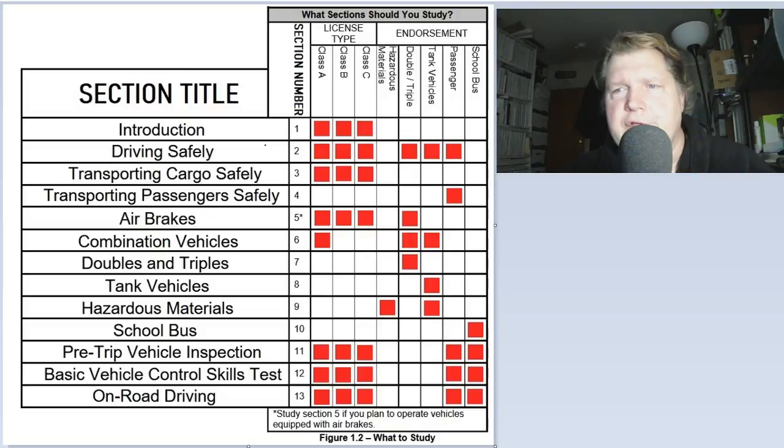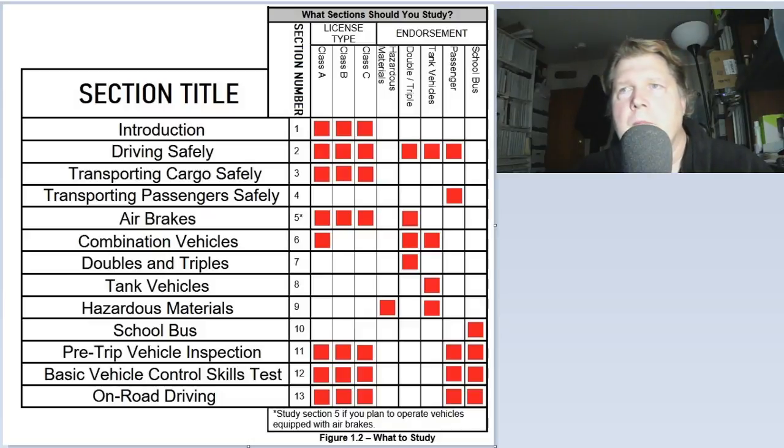If you go to section 1 and look at figure 1.2, they won't have the section title next to the section number. So you really don't know what you're looking at. You just know the number. So then you have to go back and refer to the number. So I basically refined this chart to make it a little easier. Now I'm going to be going over what you need to study for your Class A, for general knowledge.